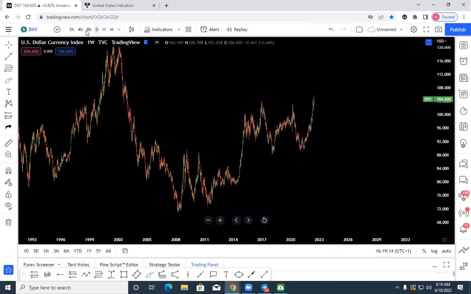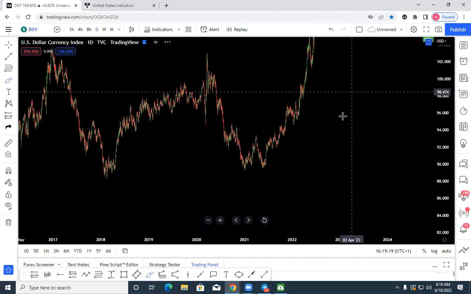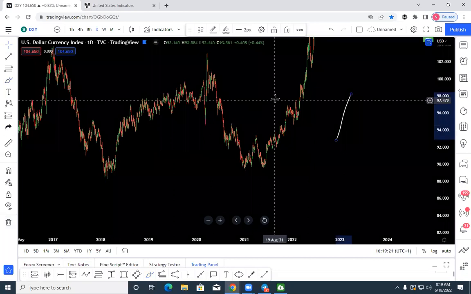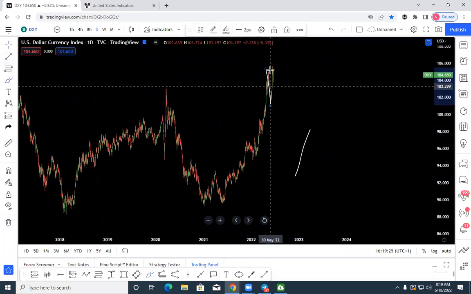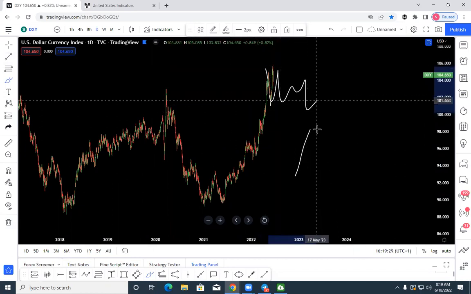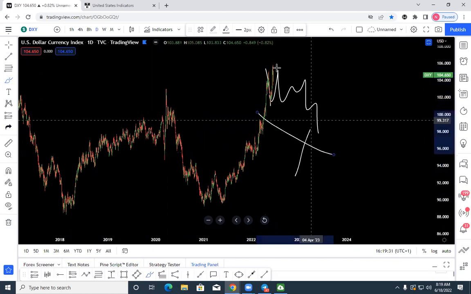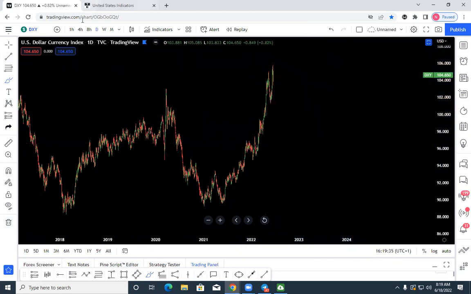So that is the weekly. We go to daily. Is that corrective structure ready? Now, the corrective structure we are waiting for is probably part of this structure. You may have this, you may have this, you may have this. You have this kind of corrective structure and then you have a move to the upside.